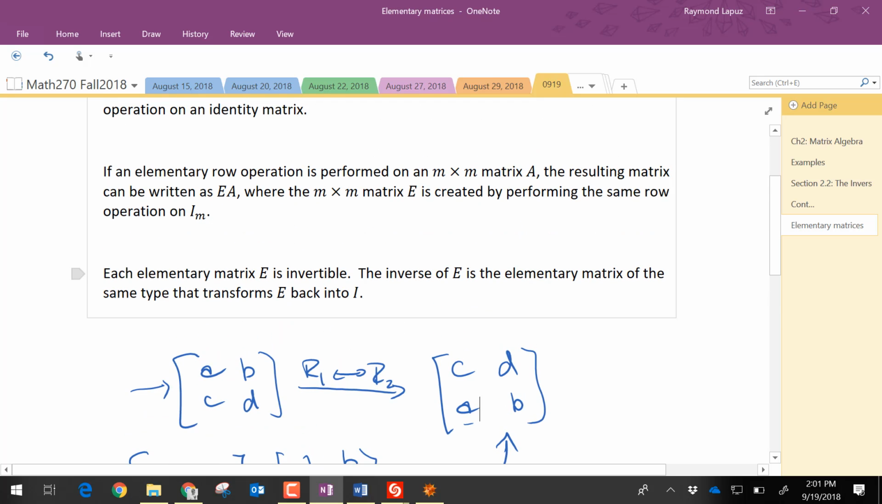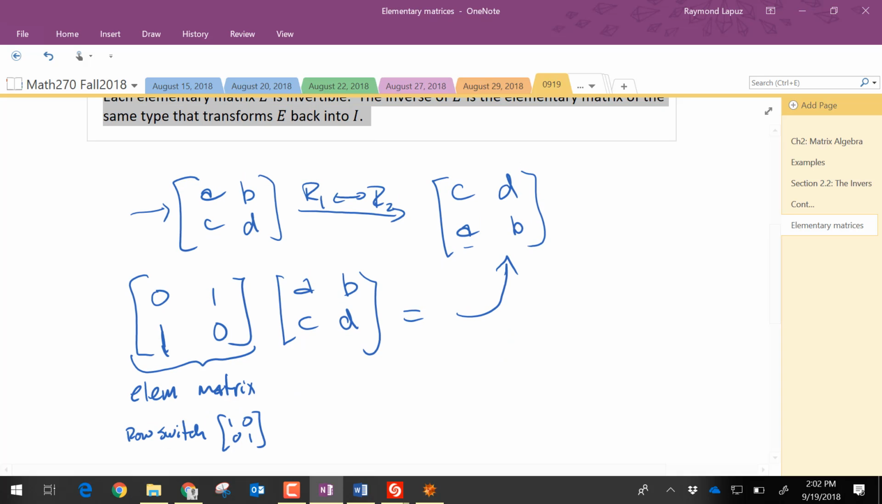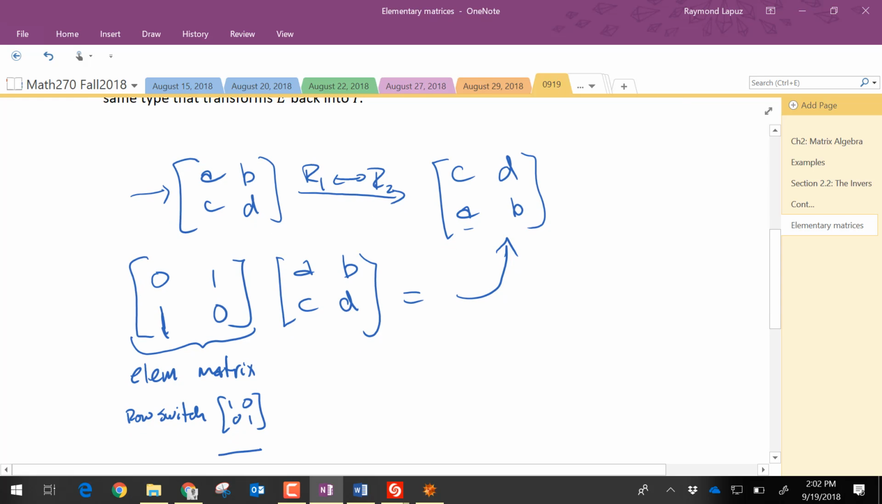The last paragraph here says that each elementary matrix is invertible, and the inverse is going to be the same type of matrix. So if I take my identity matrix here and I switch the rows, how do I get it back to the original identity? I switch the rows again, right? And I get back to the original identity.